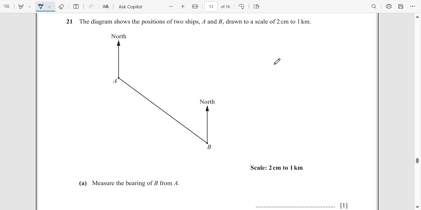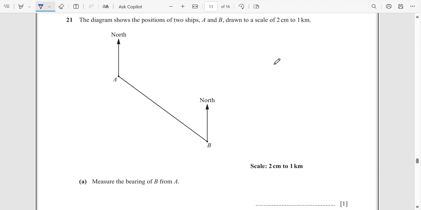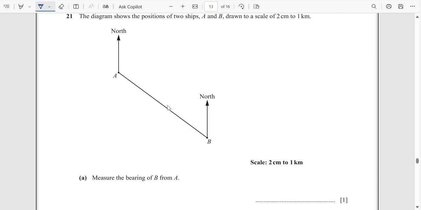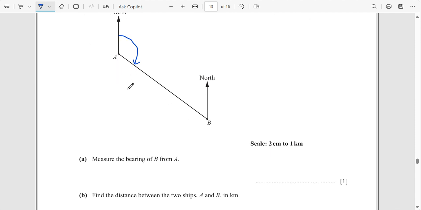The diagram shows the position of two ships A and B drawn to a scale of 2 centimeter to 1 kilometer. So first, I need to measure the bearing of B from A. I don't have a protractor with me here, but what you need to do is measure the bearing of B from A. You need to move clockwise from A to B here. So you need to put your protractor here and measure this angle. You should get 128.